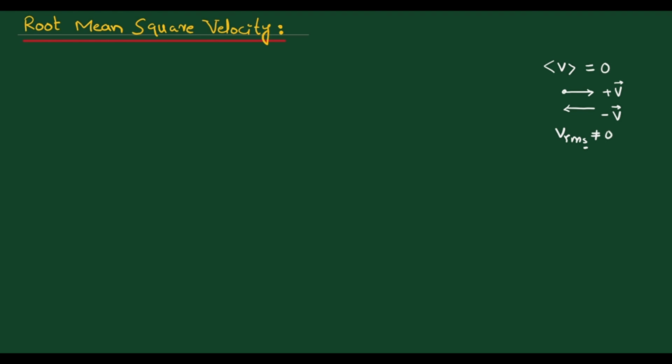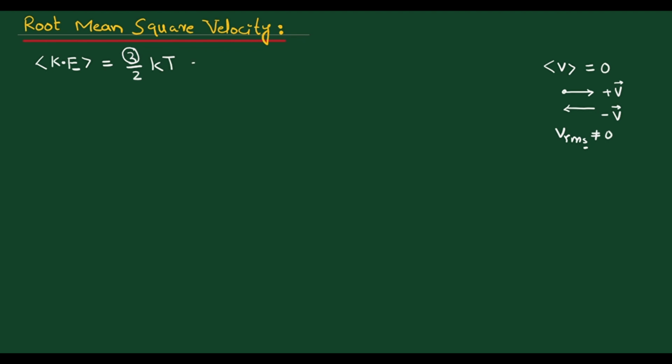We have to know this result: the average kinetic energy of gas molecules is equal to 3/2 kT for just translational motion. If we consider the gas molecules just moving in a straight line in the x direction, y direction and z direction, then we will get this 3/2 kT.